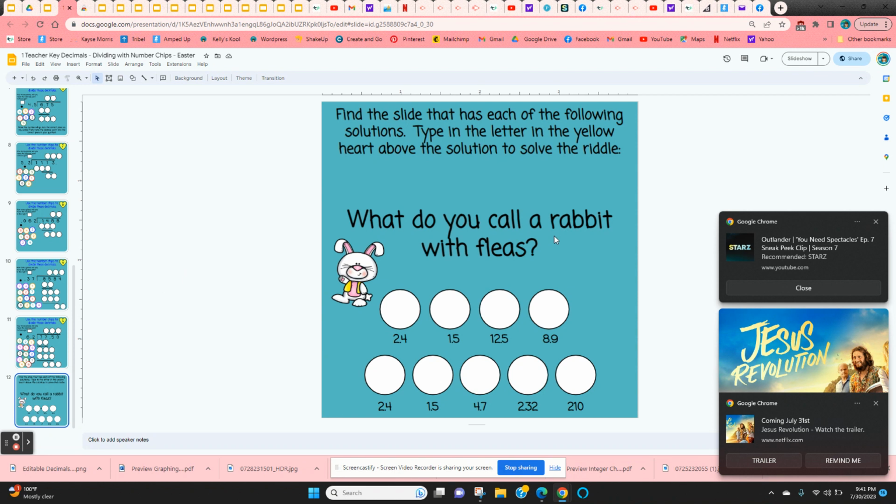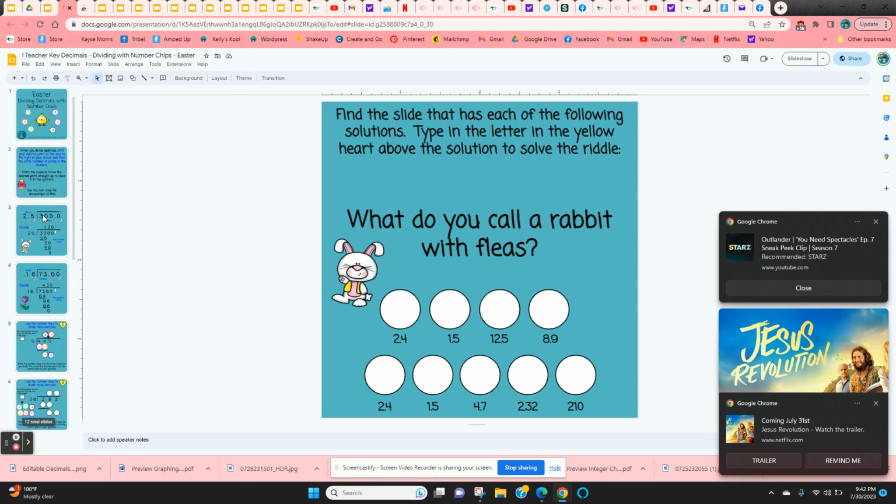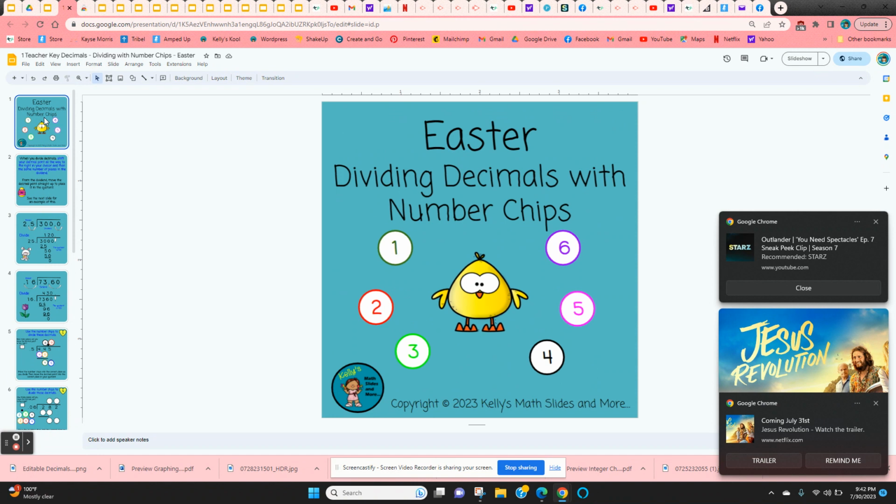What do you call a rabbit with fleas? So in order to solve the riddle, they have to find these solutions on one of the previous slides. When they find that solution, they're going to take the letter that's in the yellow heart and they're going to type it right above their solution. And that should solve the riddle. So this is a digital lesson, Dividing Decimals with Number Chips, the Easter version.